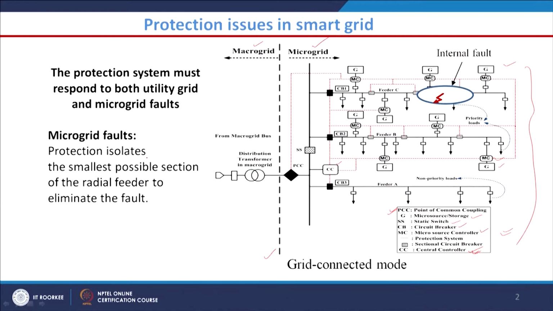Very fast decisions are also possible with a very dedicated communication infrastructure. And you can see that if any fault occurs, this protection system will try to isolate a very small number of sections. It will affect only the faulted section, not the other healthy sections. That is what the protection system aims for.